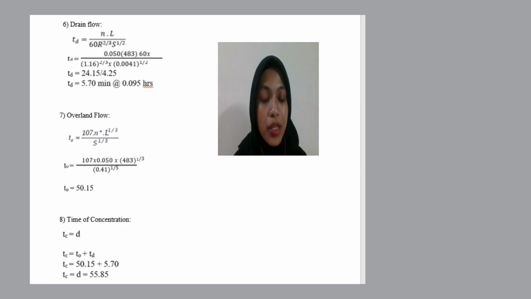After we determine our Manning roughness and we assume our ARI and so on, we need to calculate the drain flow time, which is 5.7 minutes or 0.095 hours. The next step is overland flow, which is TO, equal to 50.15. So our time of concentration is the sum of the two, and our TC is 55.85.